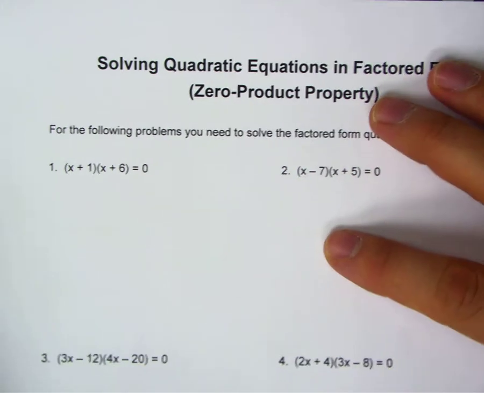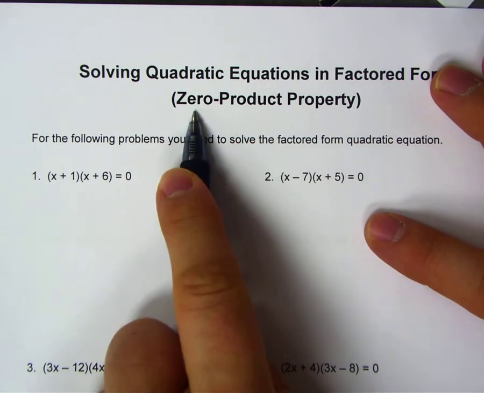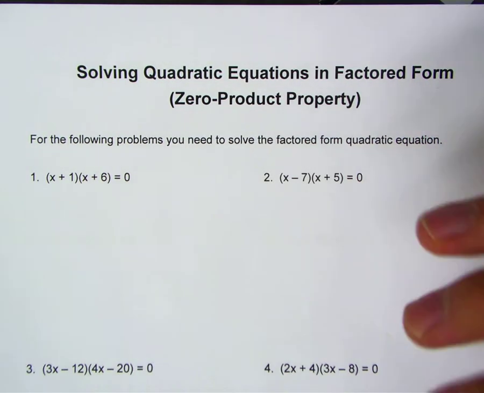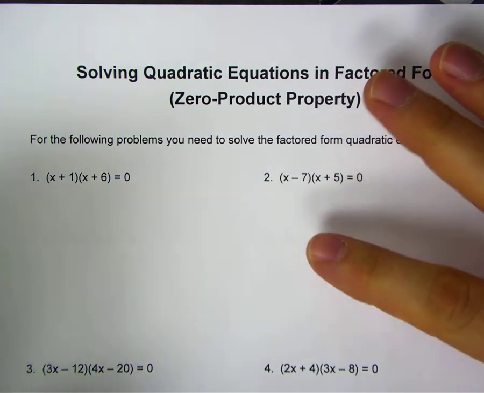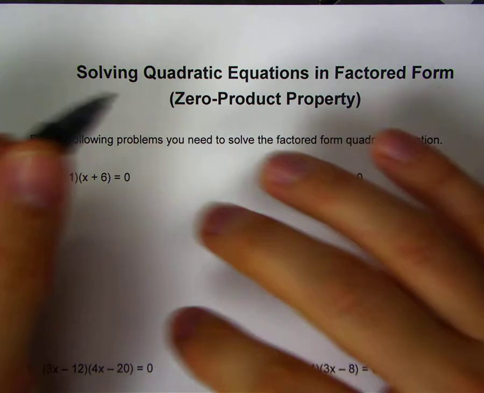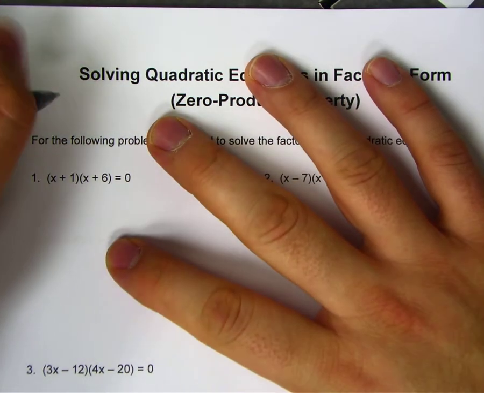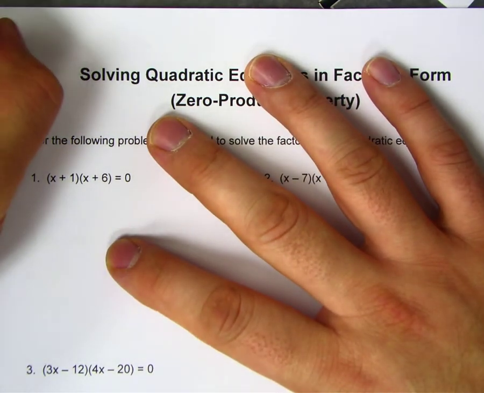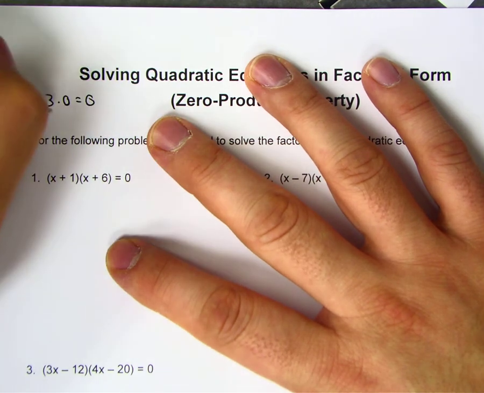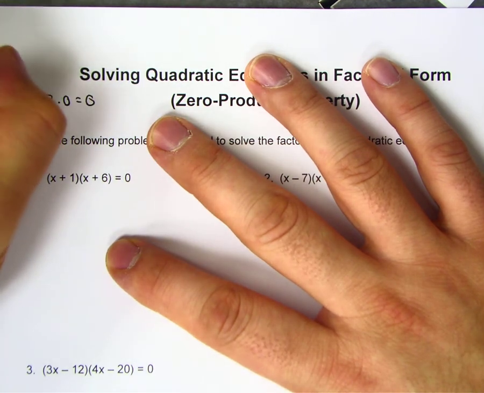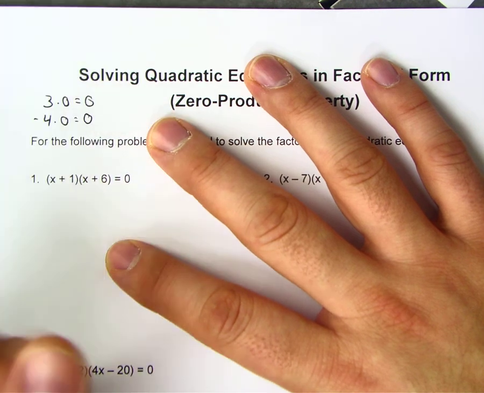Alright, so today we're going to discuss the zero product property. It's another way of finding the solutions to a quadratic function without using our calculator. Alright, so let's just talk about the zero product property for a second. The zero product property states that anything, so like 3 times 0 equals 0. Negative 4 times 0 equals 0.